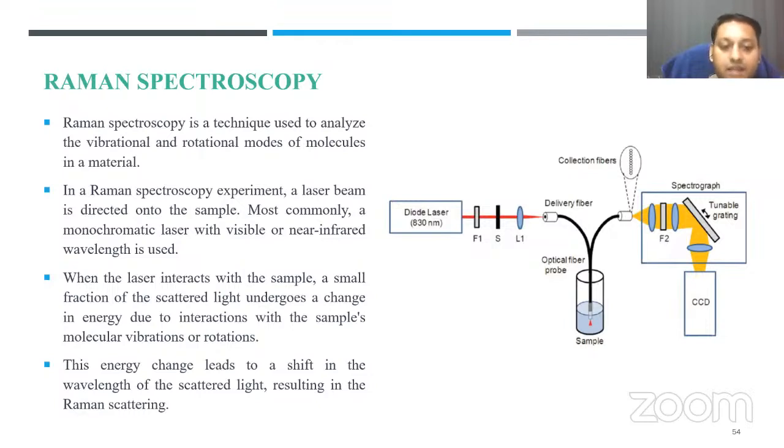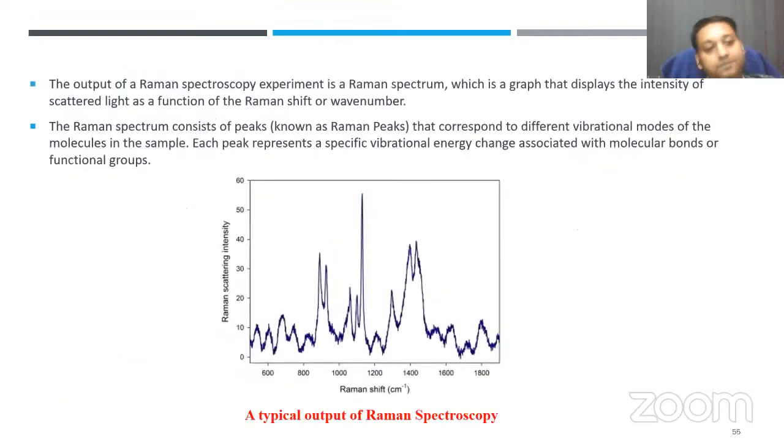Those give you an indication of atomic transitions, or rather the electronic property variation can be understood, and that is measured by passing a laser beam onto the sample. A monochromatic laser is used with visible or near infrared wavelength, and the laser interacts with the sample, and a small fraction of the scattered light undergoes a change in energy due to interactions with the sample's molecular vibrations or rotations. This energy change leads to a shift, which is popularly known as the Raman shift, in the wavelength of the scattered light, resulting in Raman scattering.